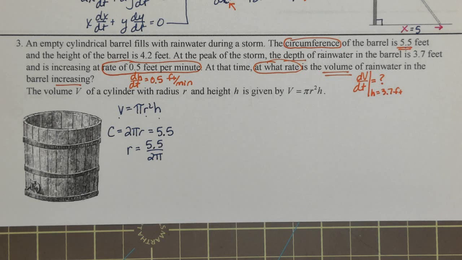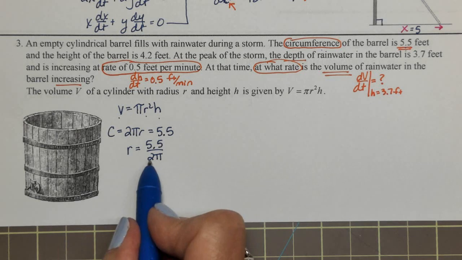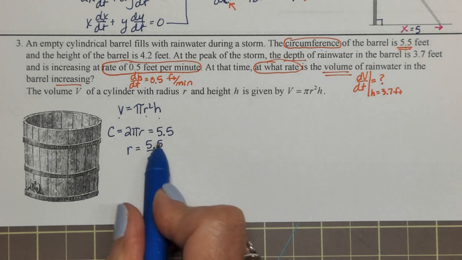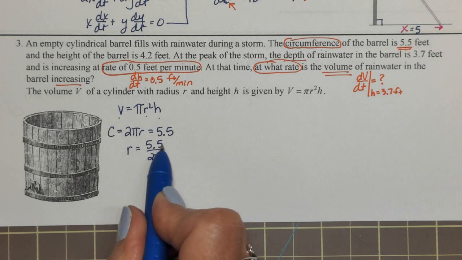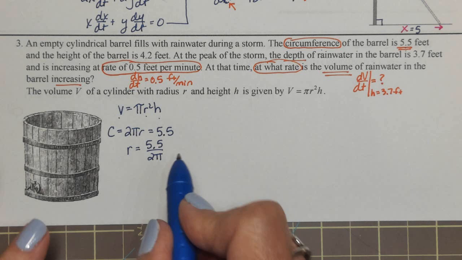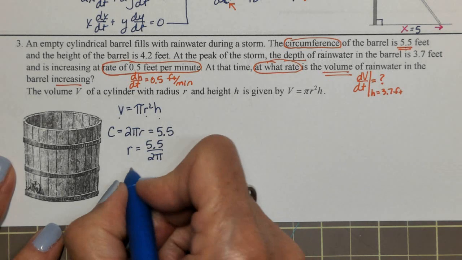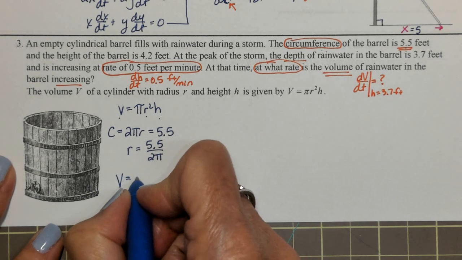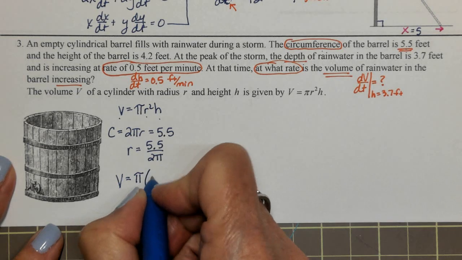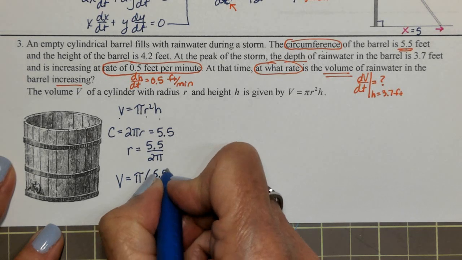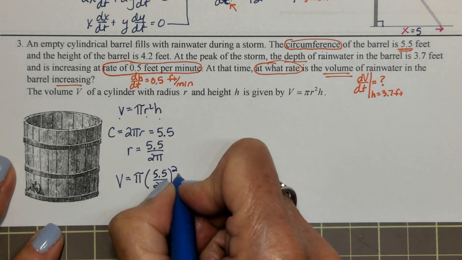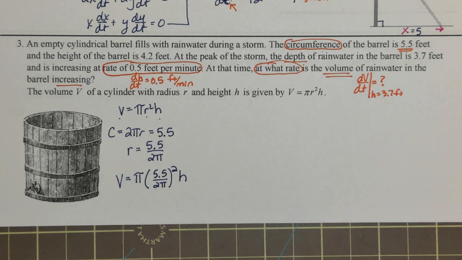Yeah? So that's a constant. Those are all numbers. 5.5 is a number, 2 is a number, pi is a number. r is 5.5 over 2 pi. So I'm going to put that in place of r. So now I have V equals pi times (5.5 over 2 pi) squared times h. That's what I have there. Yeah?